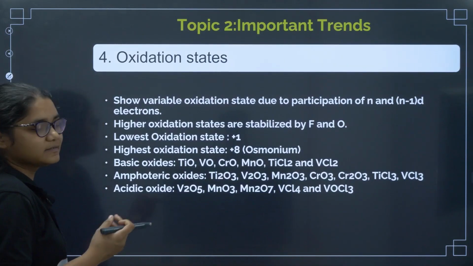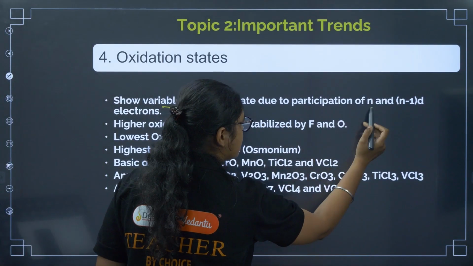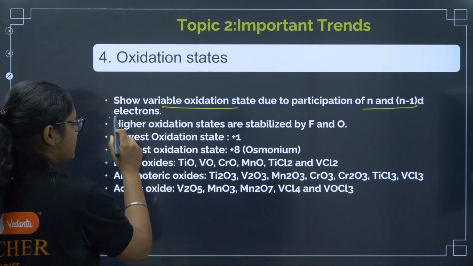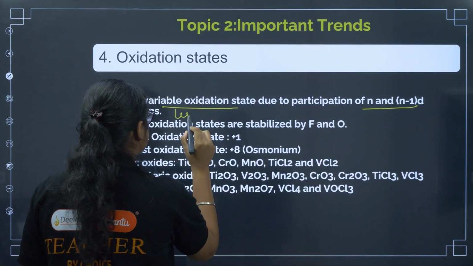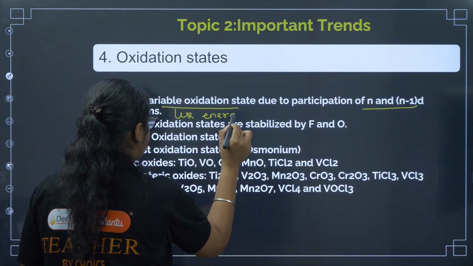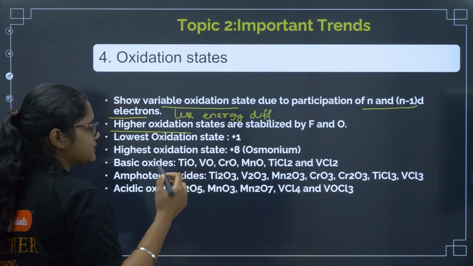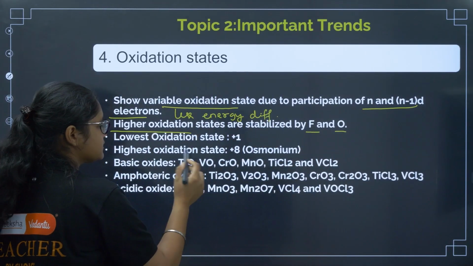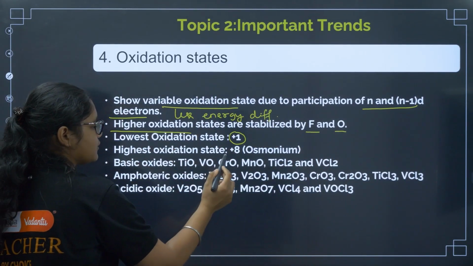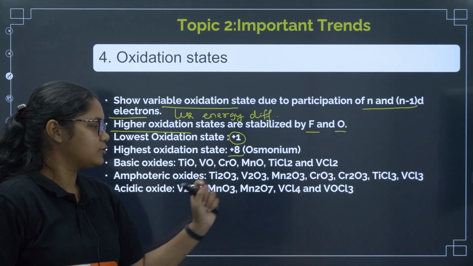Next is your oxidation state. They show variable oxidation states due to the participation of ns and (n-1)d electrons. So why do both the orbitals participate? Because of the small energy difference. Now the higher oxidation states will be stabilized by fluorine and oxygen. The lowest oxidation state shown is +1. The highest oxidation state in the entire d-block elements is +8, shown by osmium.